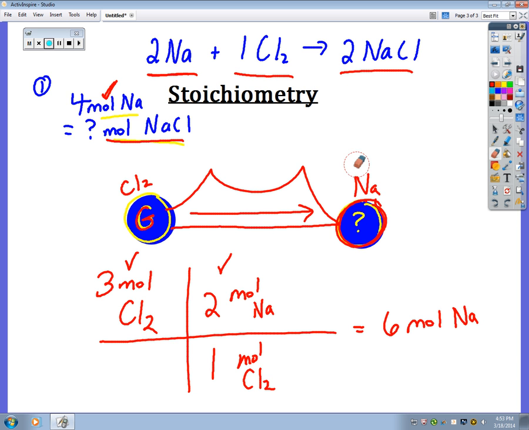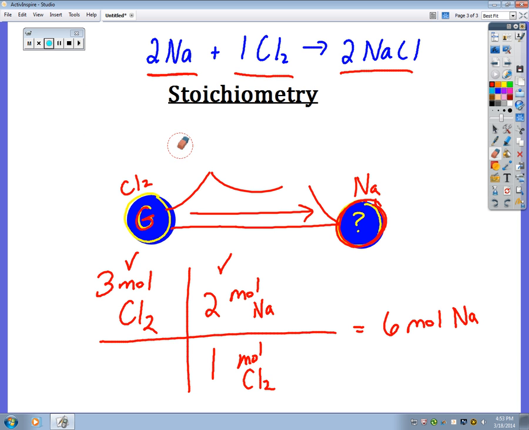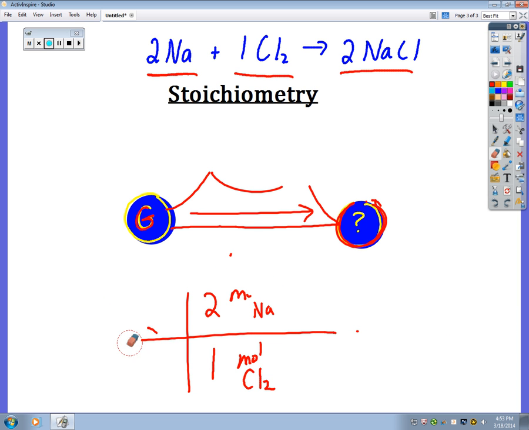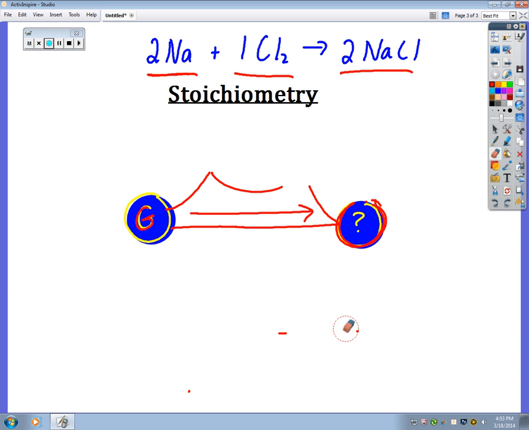Let's try going from grams to grams. They call this a mass-mass problem because you're starting at mass of one thing and ending up at mass of another. So let's start with 3 moles. Excuse me, I said grams, didn't I? 3 grams of sodium equals how many grams? Make this 23. How many grams of chlorine?